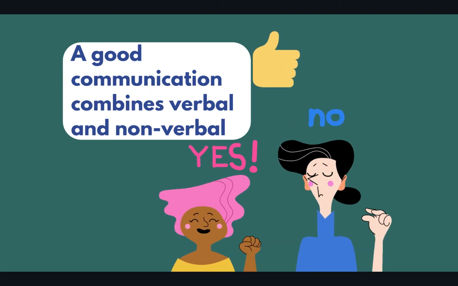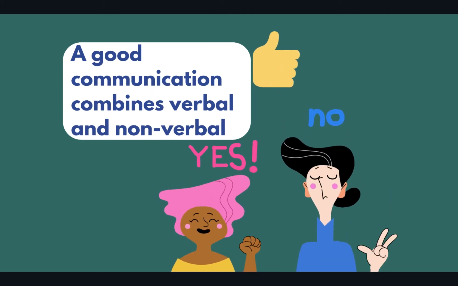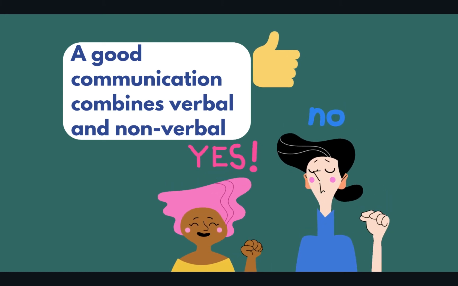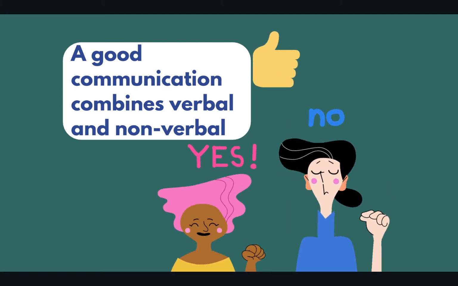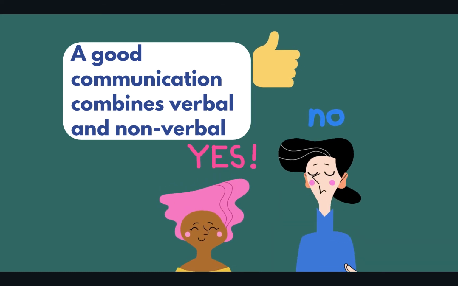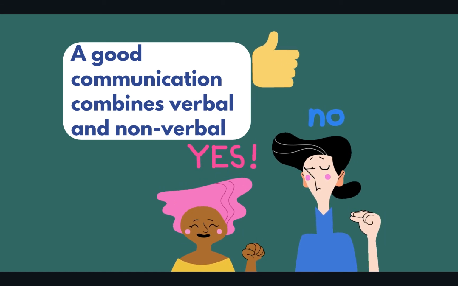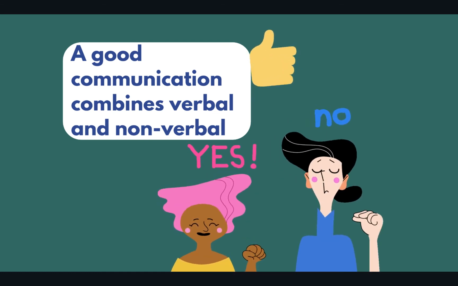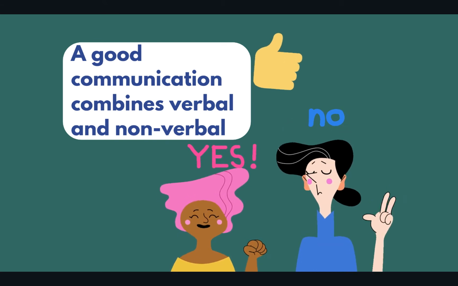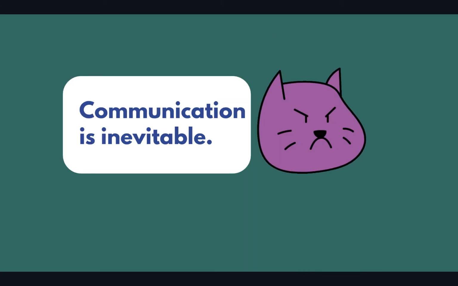A good communication combines verbal and non-verbal. There must be a balance between verbal and non-verbal. You cannot just overemphasize non-verbal, and you cannot overemphasize verbal without supplementing it with non-verbal communication. Communication is inevitable. You cannot get rid of communication. Even if you are not talking with one another, that's communication. This notion tells us that communication is everywhere.